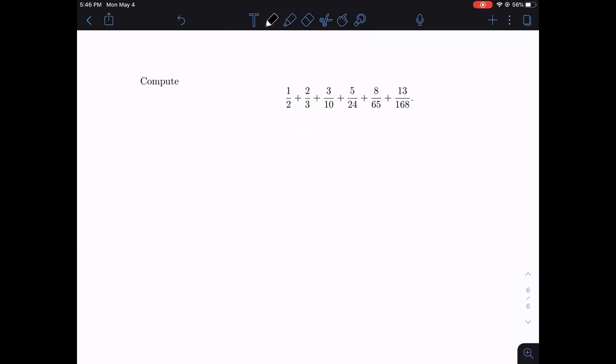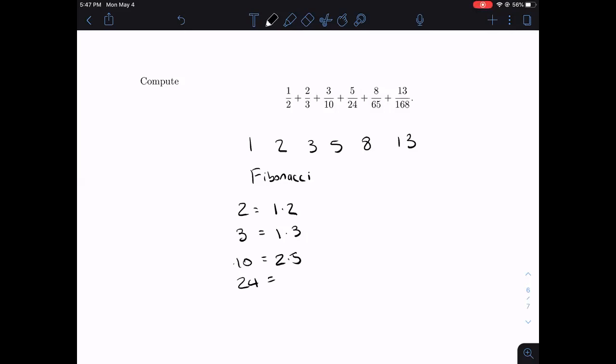So first, let's notice the pattern here. Let's look at the numerators. This is 1, 2, 3, 5, 8, 13. This is Fibonacci. And the denominators, 2 is 1 times 2. 3 is 1 times 3. 10 is 2 times 5. Yeah, this is a pretty confusing problem. 3 times 8. And where are these numbers found?